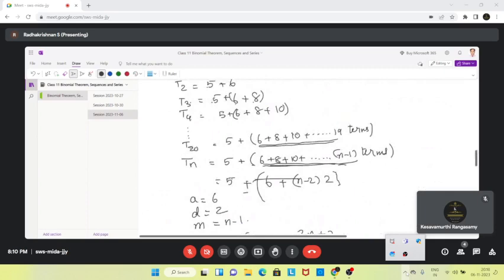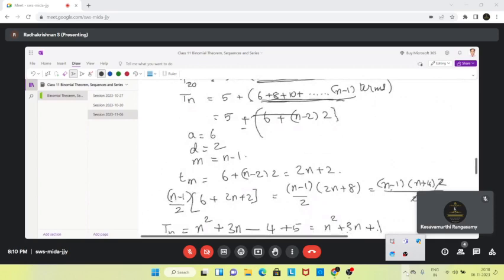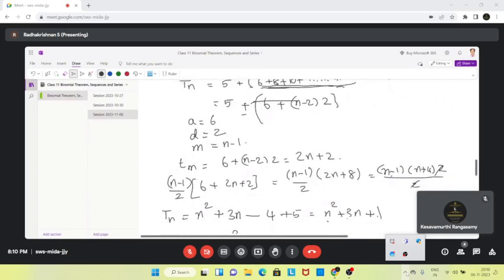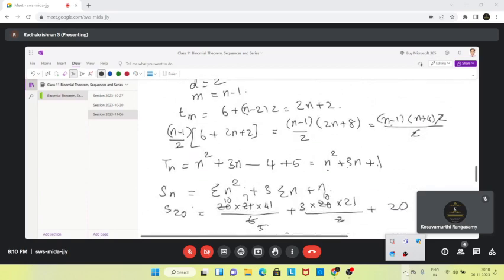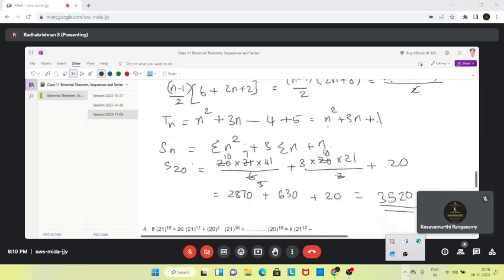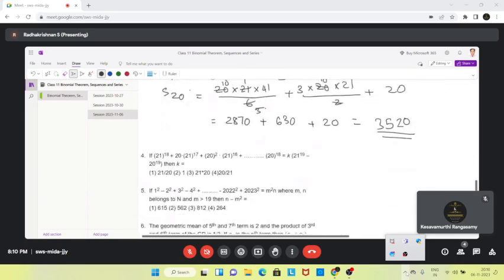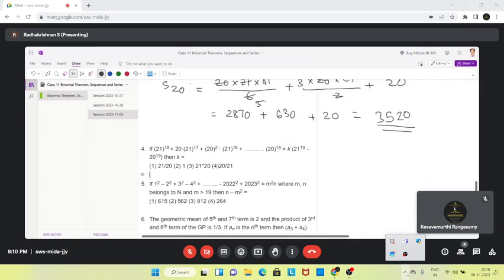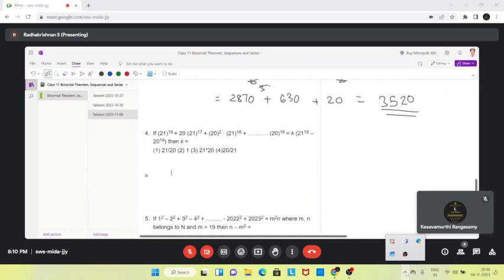are in arithmetic series. So all you do is you can derive Tn in terms of n, and then use the formulas like sigma n square, sigma n, etc. Sometimes it may be cubic also, so you know what is the value for sigma n cube also. So that way we can solve it. Let's go to the next problem.